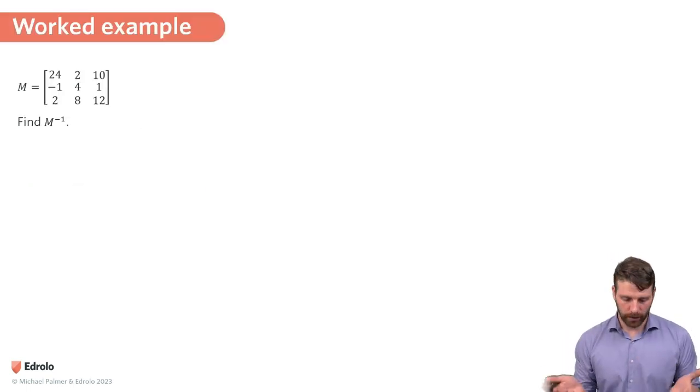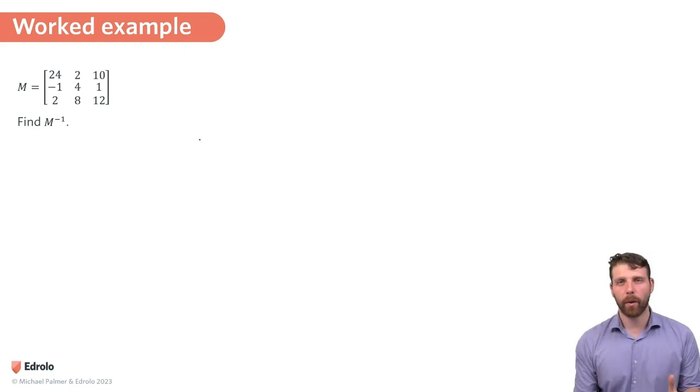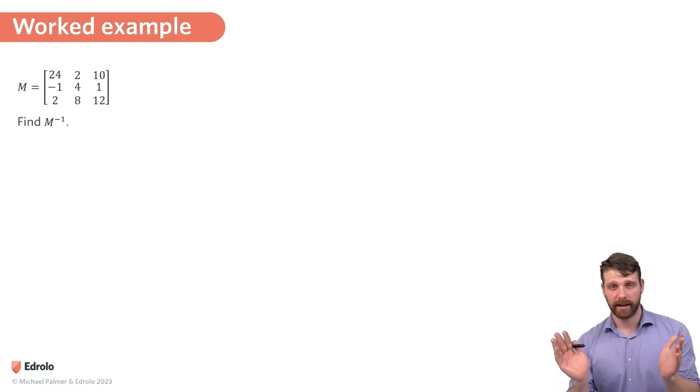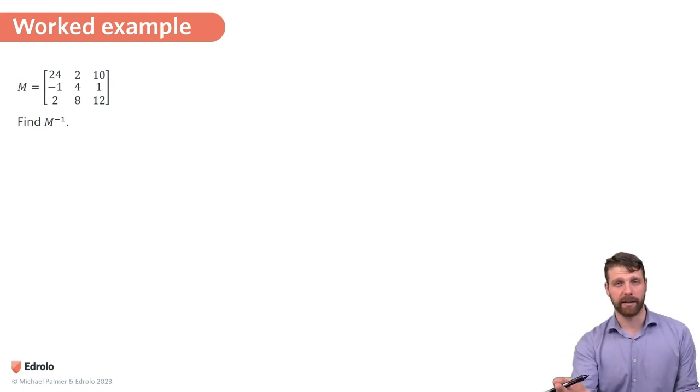Okay, here's a worked example. We need to find M inverse of this 3 by 3 matrix here. There is a way to do this by hand, but we don't do it in the general maths course. So we're going to just do this with a calculator. It's super easy. We're just going to type in the matrix and put it to the power of negative 1. And our CAS knows to work out the inverse from doing that.